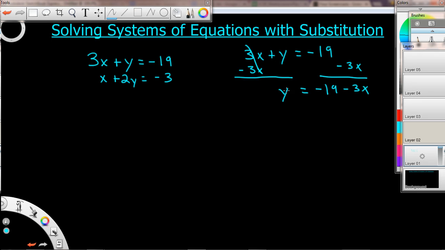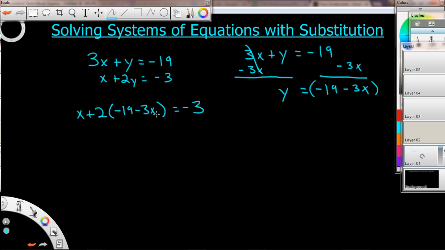Now I have an expression here, this negative 19 minus 3x, an expression for y in terms of x. I'm just going to keep going with the problem, and we'll talk about what that does later. So the next thing we're going to do is plug this expression, substitute this right here, in for the y in our other equation. x plus 2 parentheses, and here's where we put this expression here. Negative 19 minus 3x. This is equal to negative 3. So everything is the same about this equation. I just substituted this expression for y.